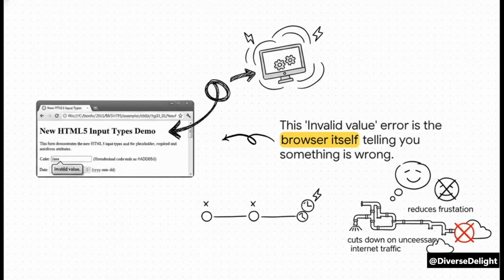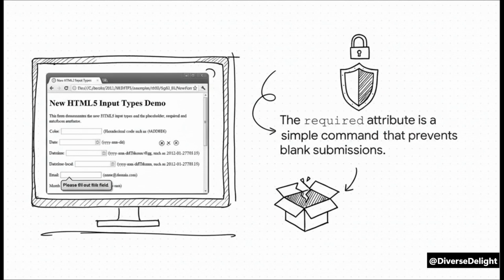It's such a simple thing, but it saves time, cuts down on frustration, and it even reduces a ton of unnecessary internet traffic. And one of the simplest but maybe most powerful tools for this is the required attribute. A developer just adds that one little word to a field, and bam, the browser literally will not let you submit the form until you've filled it out. No more accidentally sending in a blank form.